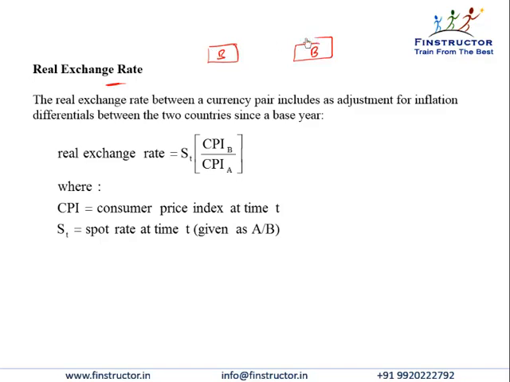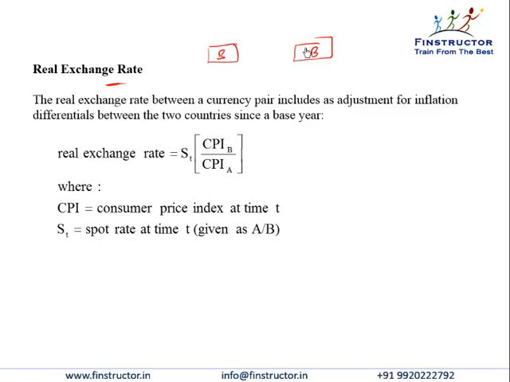Just a loaf of bread may not be the same price, but if we take an average basket of goods in India and an average basket of goods in the US, then both of them should be exchangeable, or the price of both should be the same in both countries. Otherwise there will be an arbitrage opportunity. We can buy in India and sell in the US and vice versa.